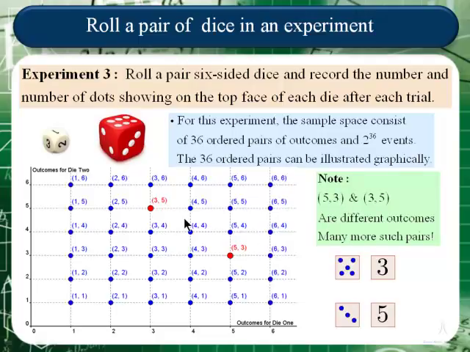Please just take note, the 2 that I've marked in red here, the outcome 5-3 and the outcome 3-5, are different outcomes, because 5-3 can mean that you get 5 dots and the number 3, while 3-5 can mean that you get 3 dots and the number 5.